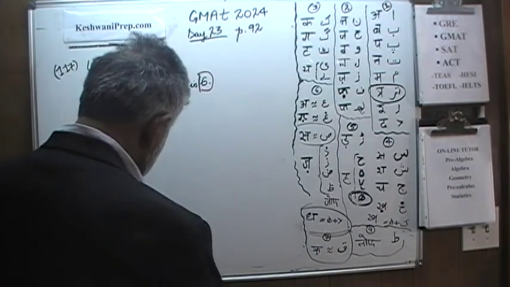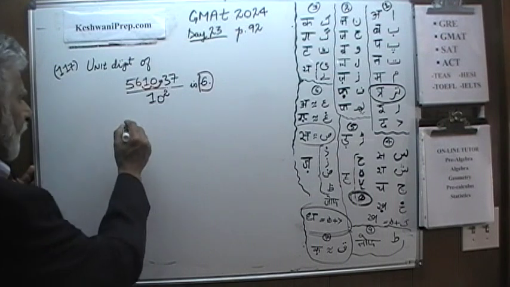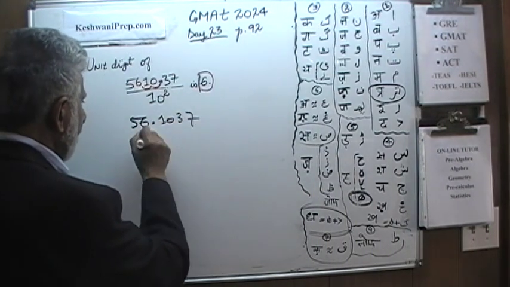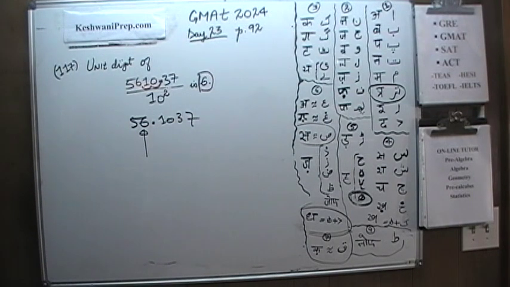Because now, when you divide this quantity by 100, what we end up is 56.1037, and there you go, that's your unit digit. And we were told that the unit digit is 6 right there. Let's do the next one.